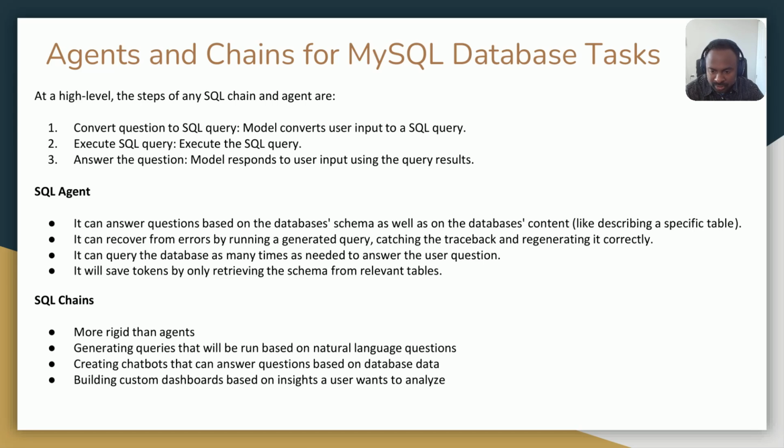SQL chains are a little bit more rigid than agents. They're used for generating queries that will be run based on natural language questions, primarily used in creating chatbots that can answer questions based on database data, and building custom dashboards based on insights a user wants to analyze.